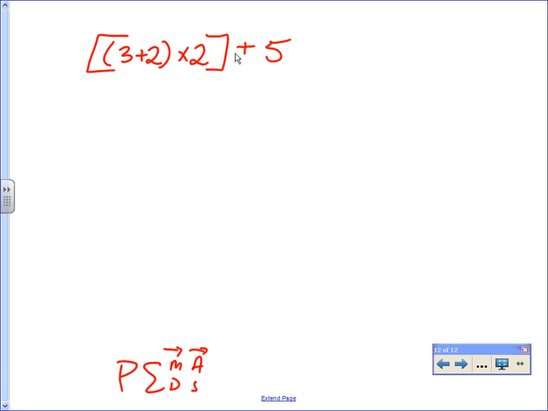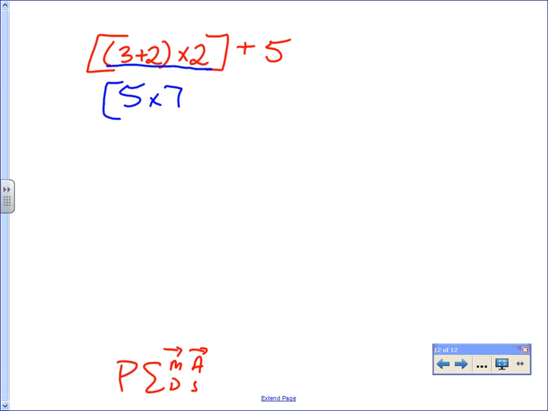When we see that two-level bracket, what we're going to do is basically ignore this 5 and all this stuff outside the brackets and just look at this problem right here. And we're going to solve that first using the order of operations. 3 plus 2 goes first because that's in parentheses. So that's 5.